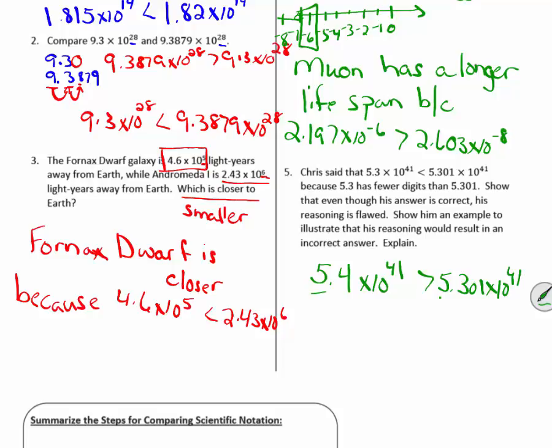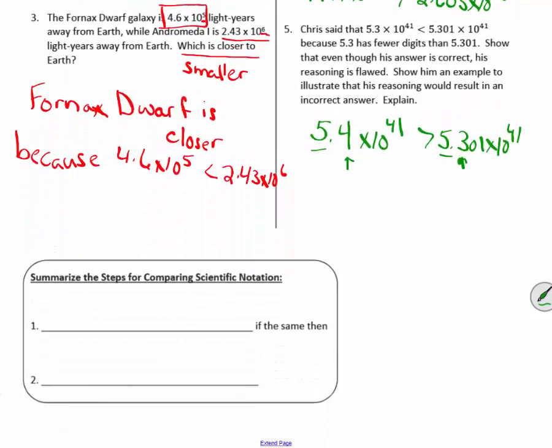Because if we compare those first digits, they're the same. Then I have to look at the second. 4 is greater than 3. All right, so it's not how many digits, it's the value of the digits. So summarize the steps for comparing scientific notation. So the first thing we do is we compare the exponents. If they are the same, then we compare the numbers out front.